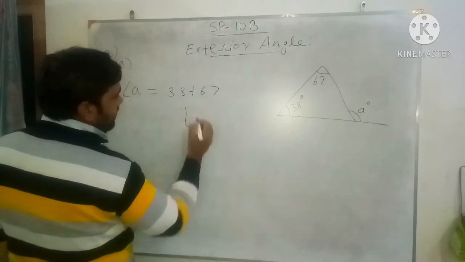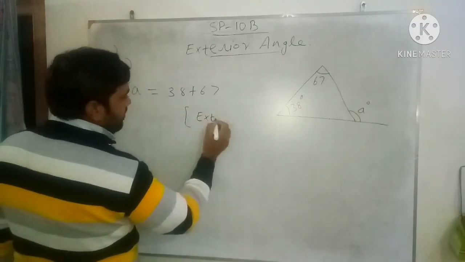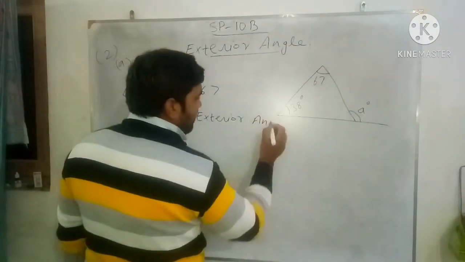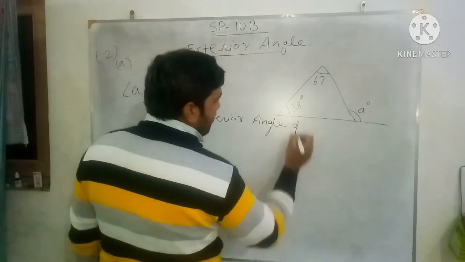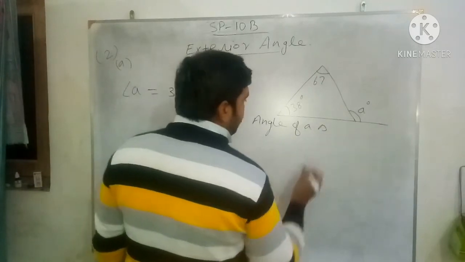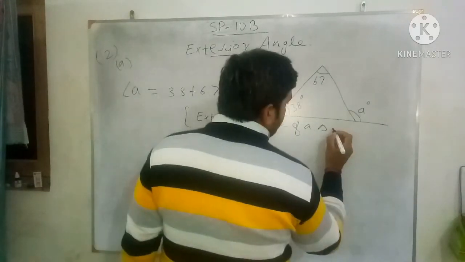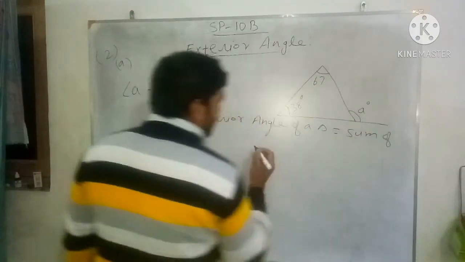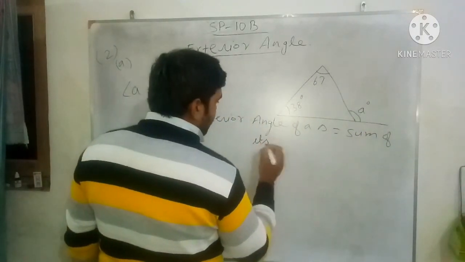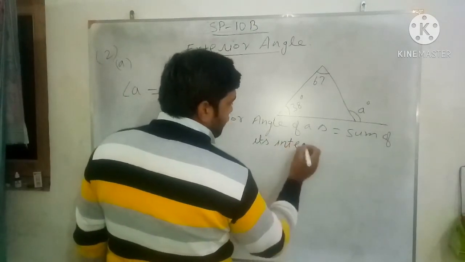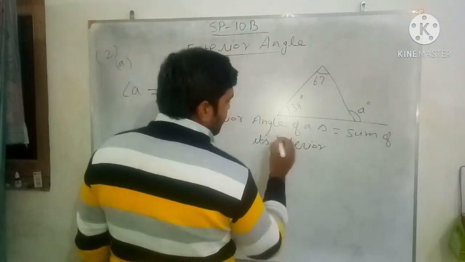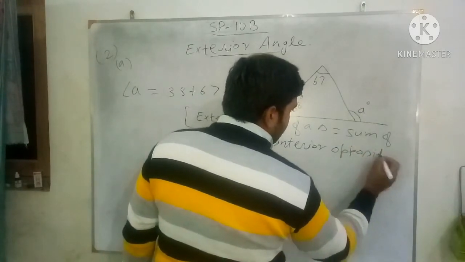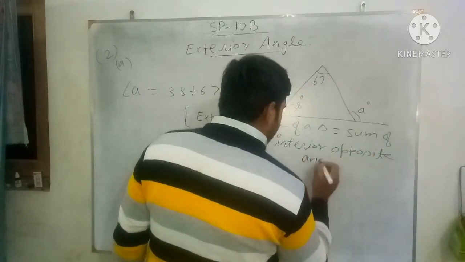Property of exterior angle. What you write? Exterior angle of a triangle is equal to the sum of its interior opposite angles.